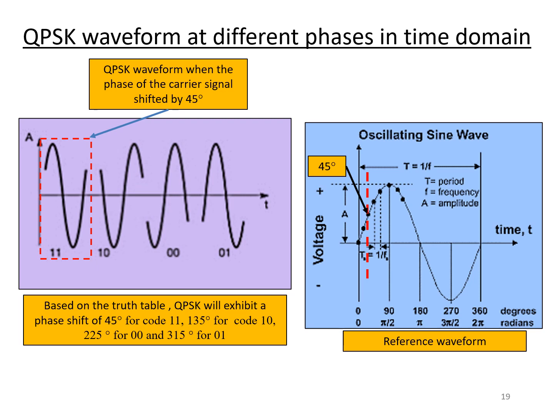The QPSK waveform at different phases in the time domain can be shown as in the figure below. Based on the truth table, when the input binary signal is 1, 1, the phase of the carrier signal will be shifted by 45 degrees. Therefore, the carrier signal will start to oscillate at a point shown in the reference waveform. Then the carrier signal will make one complete cycle.